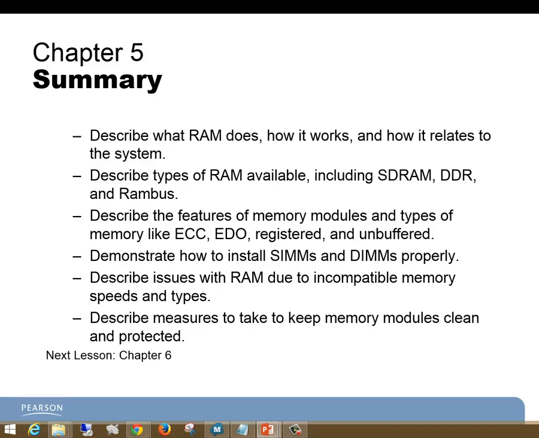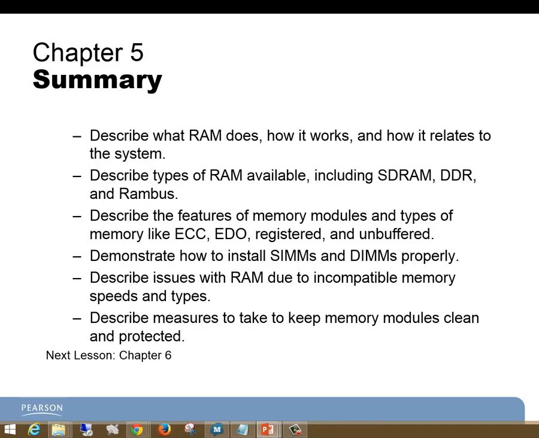And that is a rundown of Chapter 5. We talked about the different types of RAM and how to install it. RAM again is one of those areas that I'm going to refer you to Wikipedia to look, because as they come up with faster machines, RAM changes on a very regular basis.